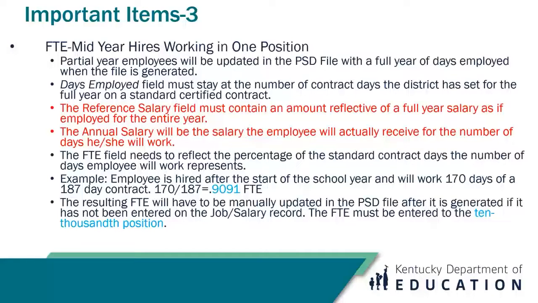And here is how this is actually calculated. The FTE field needs to reflect the percentage of the standard contract days the number of days the employee will work represents. So the example here is that the employee is hired after the start of the school year and will work 170 days of a 187-day contract. You divide 170 by 187 and you get 0.9091 FTE. The resulting FTE will have to be manually updated in the PSD file after it is generated if it has not been entered on the job salary record. And that FTE must be entered to the 10,000th position. As you see in the 0.9091, that is to the 10,000th position.